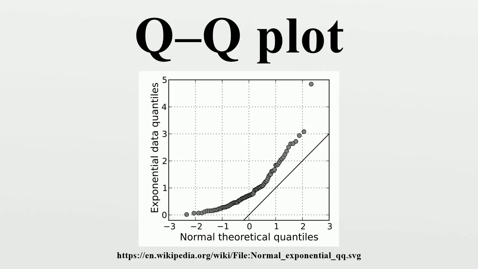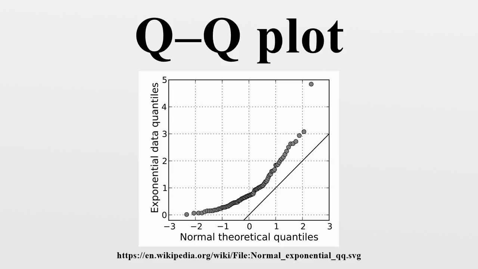If the general trend of the QQ plot is flatter than the line y equals x, the distribution plotted on the horizontal axis is more dispersed than the distribution plotted on the vertical axis. Conversely, if the general trend of the QQ plot is steeper than the line y equals x, the distribution plotted on the vertical axis is more dispersed than the distribution plotted on the horizontal axis.